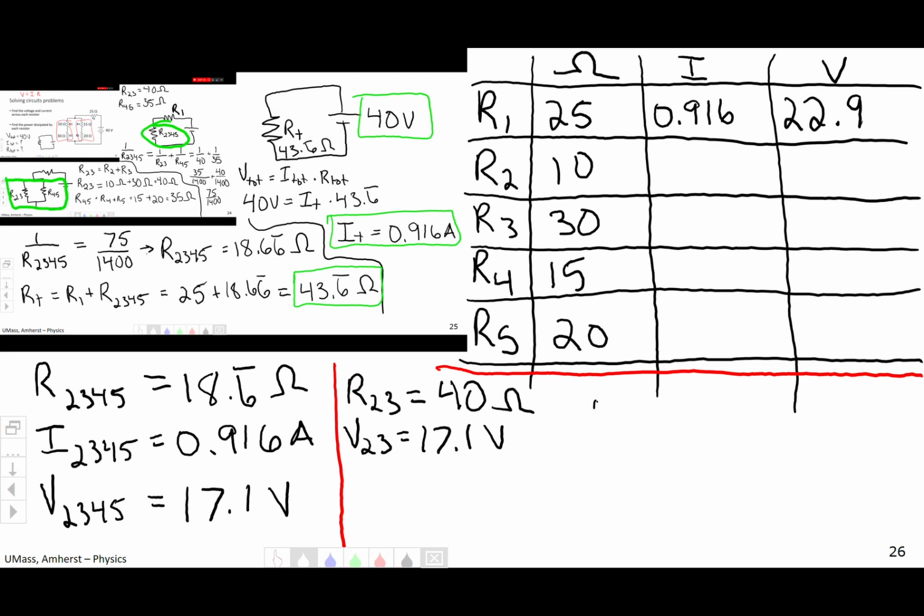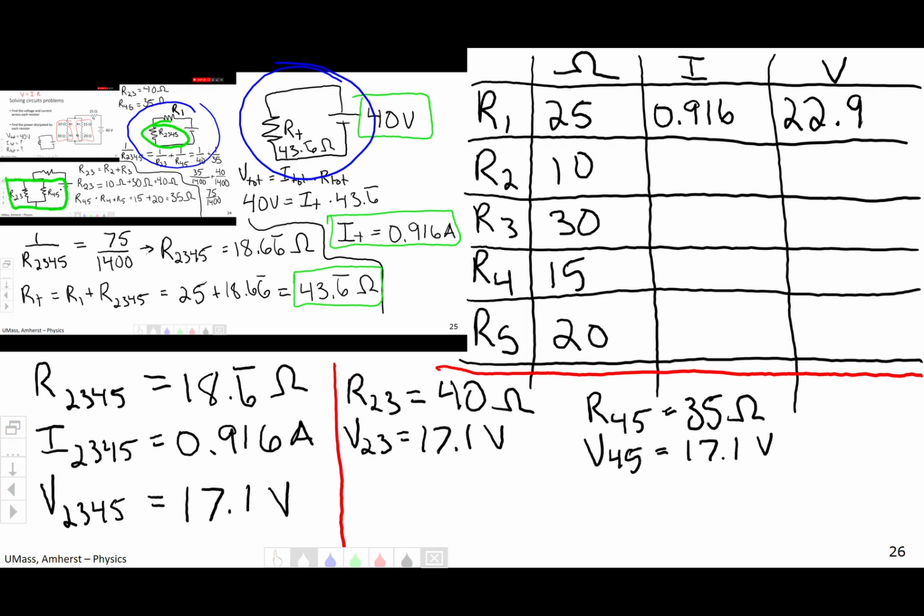And similarly, R45 we got as 35 ohms, and the voltage across R45 must be equal, 17.1 volts. Okay, so at this point, we have worked backwards from the simplest possible circuit to the next simplest, and eventually we're going to make it back to the original one, right? But right now, we're working with R23 and R45. We're almost there.